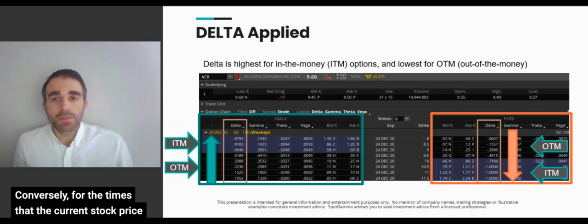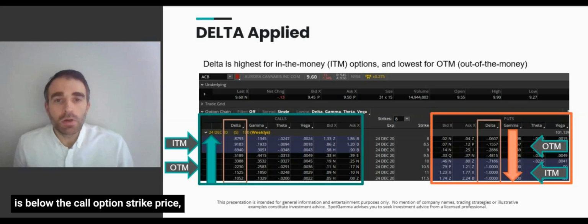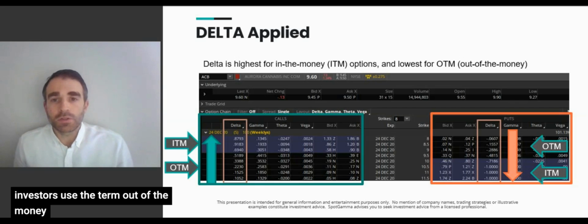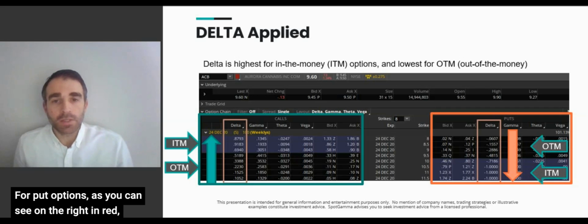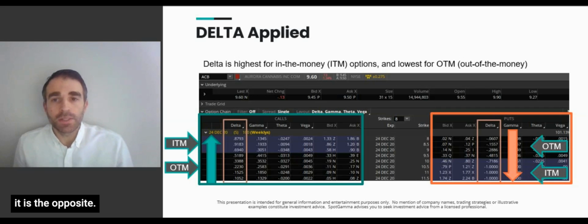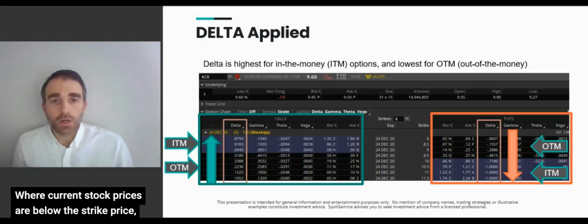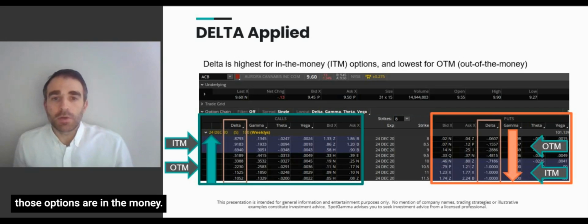Conversely, for the times that the current stock price is below the call option strike price, investors use the term "out of the money" to describe those options. For put options, as you can see on the right in red, it is the opposite. Where current stock prices are below the strike price, those options are in the money.